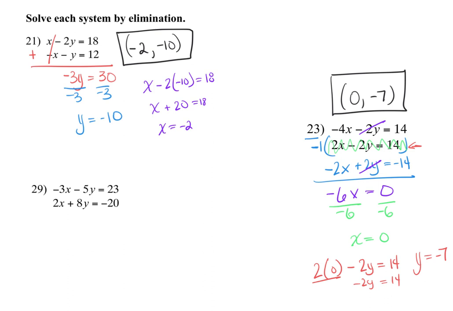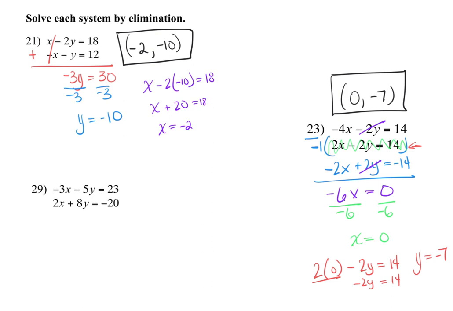And then if you look at 29, the first thing I'm going to check is, will any of the variables cancel? Well, no, because negative 3 and positive 2 is negative 1. Negative 5 and positive 8 is a positive 3. Nothing will cancel, nor can I just multiply one of them. So it's not like these are multiples of each other or just opposites of each other. Like it's not that simple, okay?